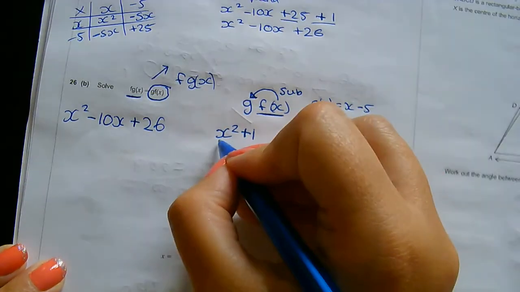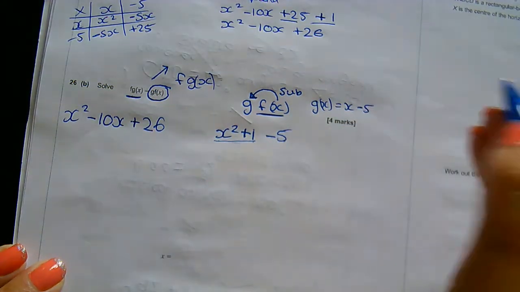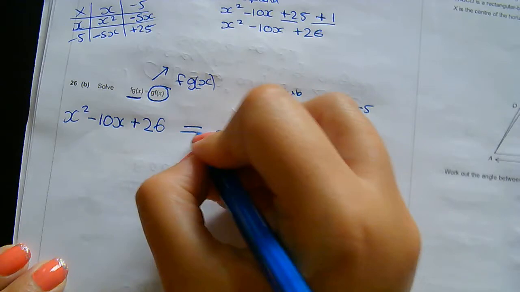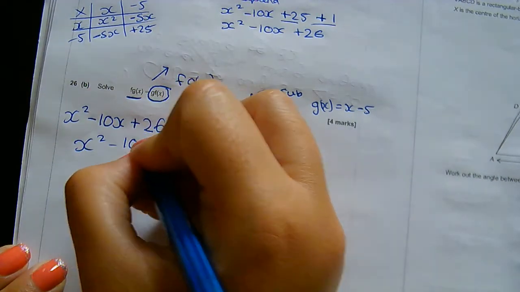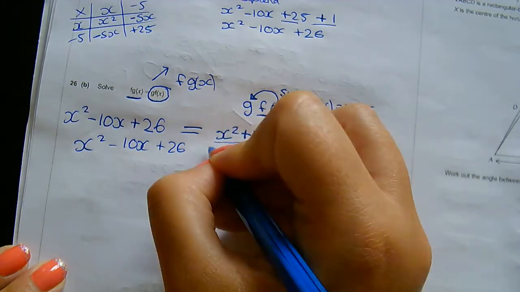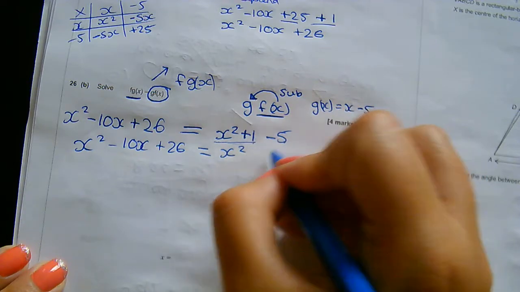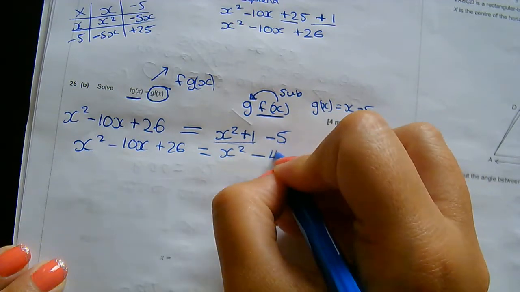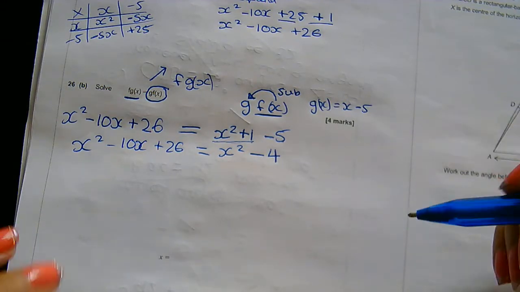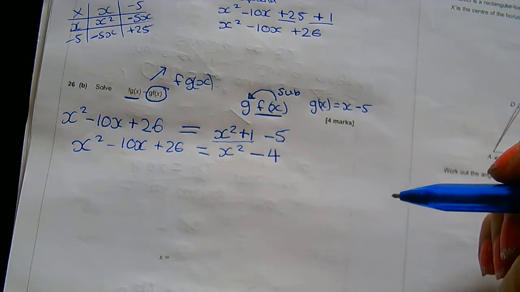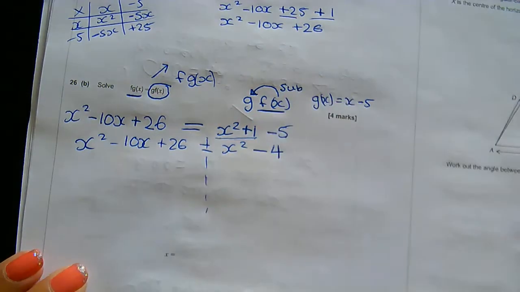So all we're doing, this is now our x, that was the x term, we now need to minus 5 from it. And these two are supposed to be equal to each other. So x squared minus 10x plus 26 is equal to x squared, and then a 1 minus 5 is a minus 4. Sorry, I forgot to say, these are dropped from A level, so if you're thinking this is really complex, they are the old AS level work.